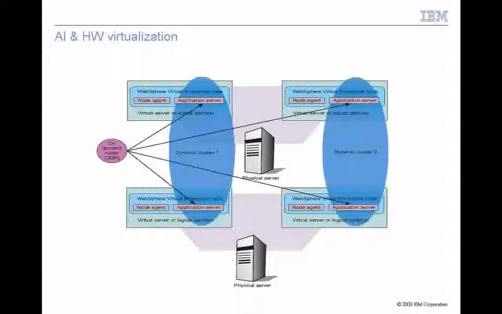Now, if we use application infrastructure virtualization and hardware virtualization in conjunction, we would get something that looks like this. Here, both the application infrastructure virtualization and hardware virtualization coexist, and we can take advantage of both virtualization strategies. Now, the application is not only installed on a single dynamic cluster, but the whole environment is virtualized end-to-end.